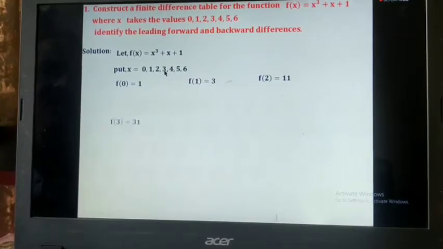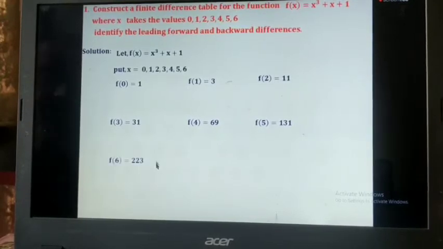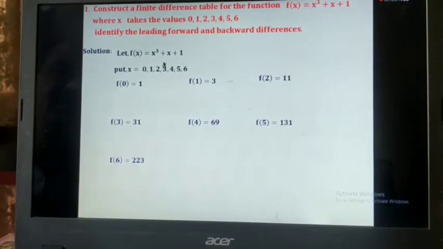Next, x equal to 3: 3 cube is 27, plus 3 is 30, plus 1 is 31. Therefore f of 3 is 31. F of 4 is 4 cube, 64 plus 4 is 68, plus 1 is 69. Therefore f of 4 is 69. Similarly, f of 5 is 125 plus 5, 130, plus 1 is 131. And f of 6 is 223, because 216 plus 6 plus 1 is 223. So these are the x and corresponding f of x.